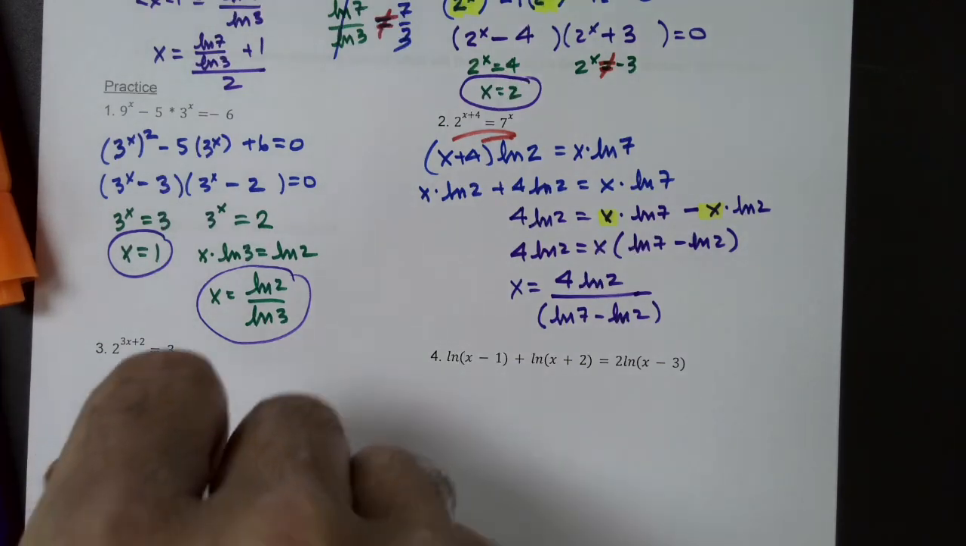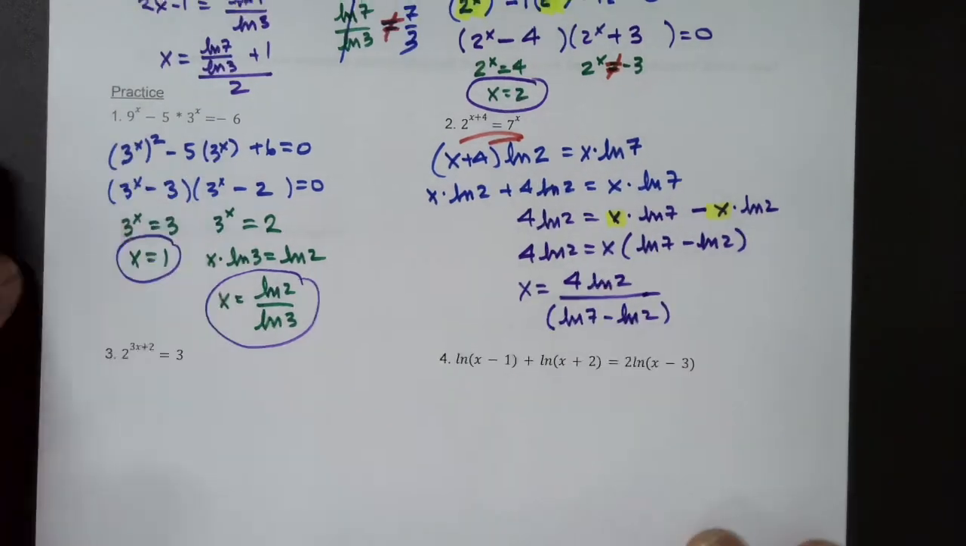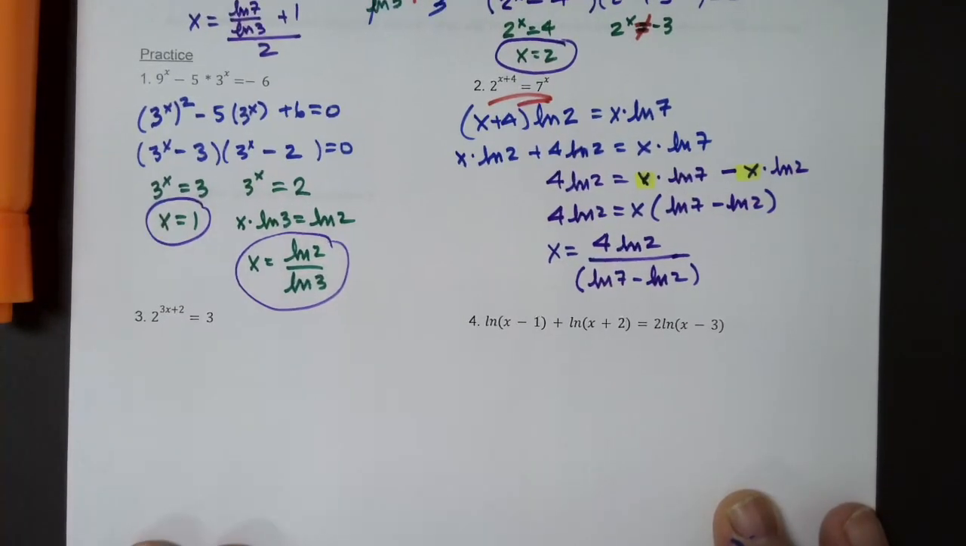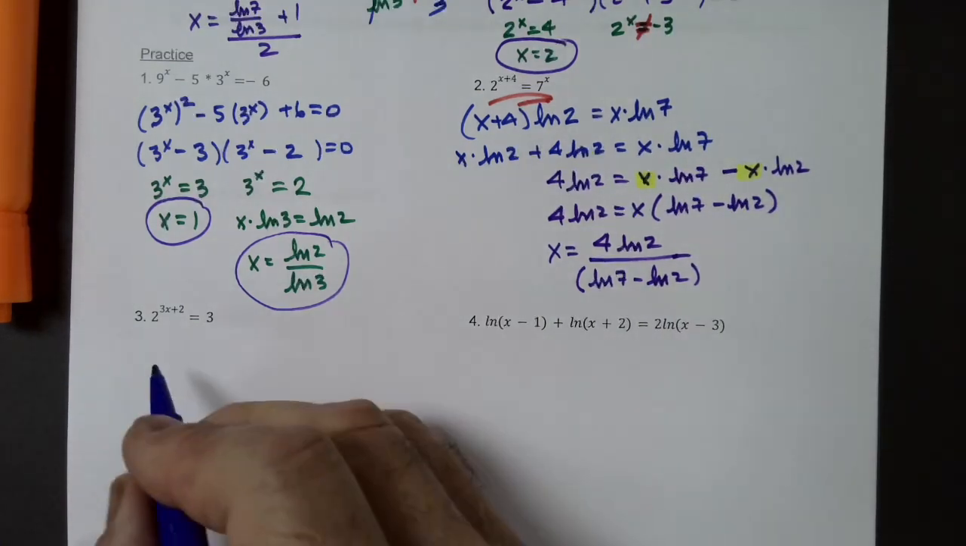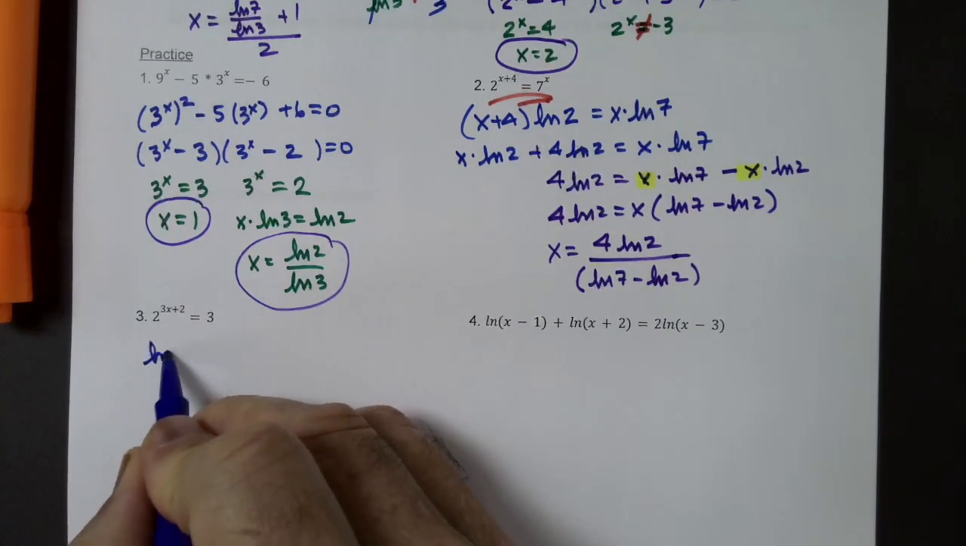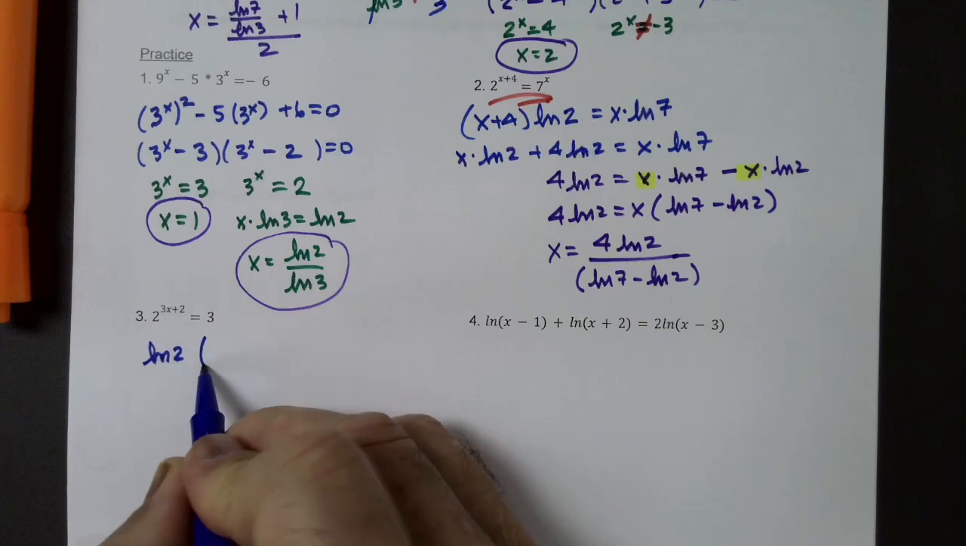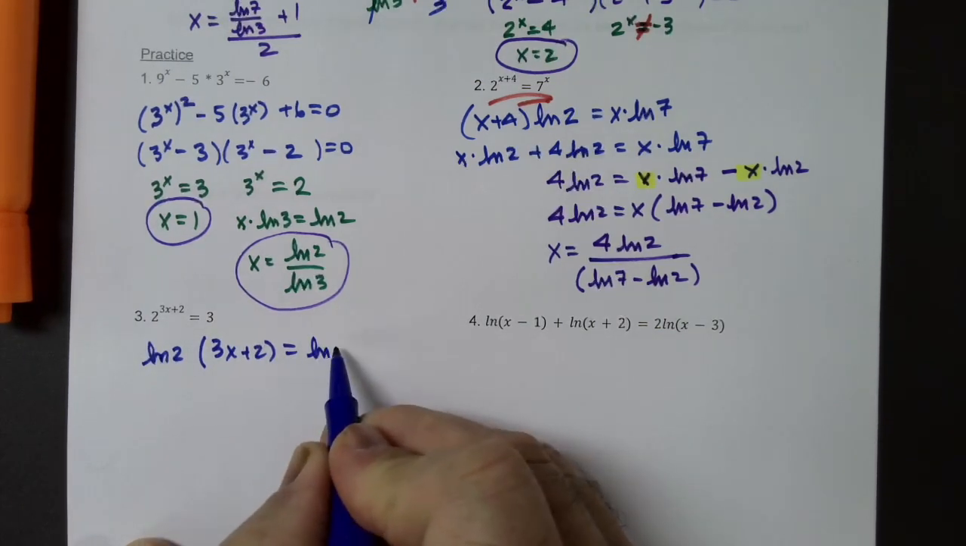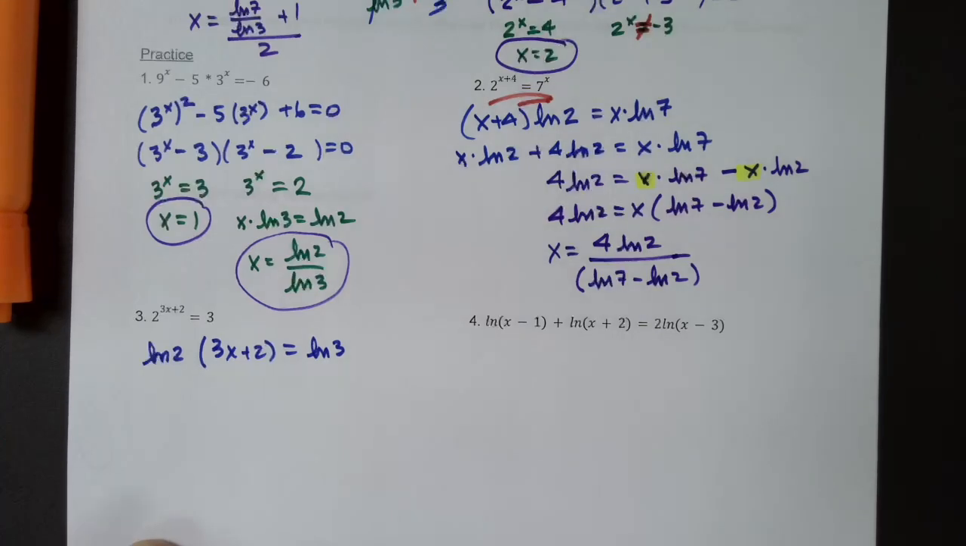All right, and then Connor, I think we need to do the natural log of both sides here. What will we get on the left-hand side if we take the natural log of that? Natural log of 2 times 3x plus 2. Very good. Natural log of 2 times the quantity of 3x plus 2. And of course we'll have the natural log of 3 over here.